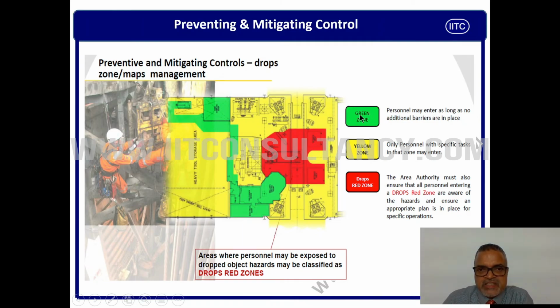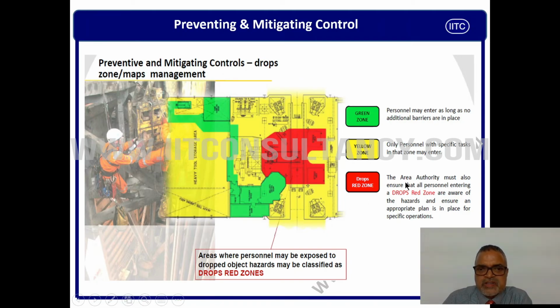What does green mean? Green means personnel may enter as long as no additional barriers are in place. In this zone, a person can go there without taking permission, but there should not be any barrier given. In yellow zone, only a person with a specific task in the zone may enter. This zone is also a drop object zone, but we need to go only for a specific task. The person should know the hazard and risk.